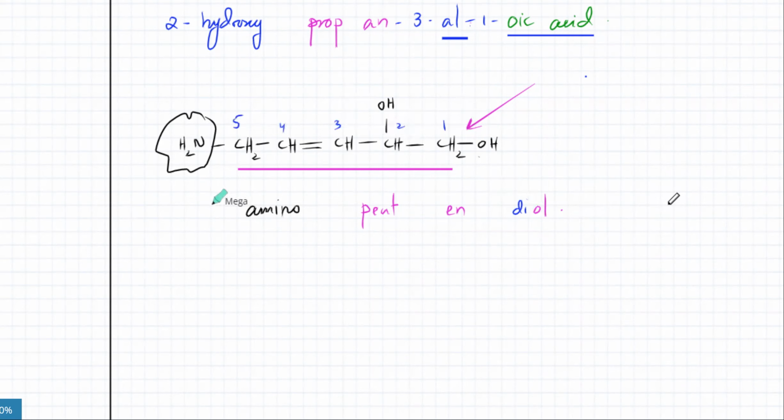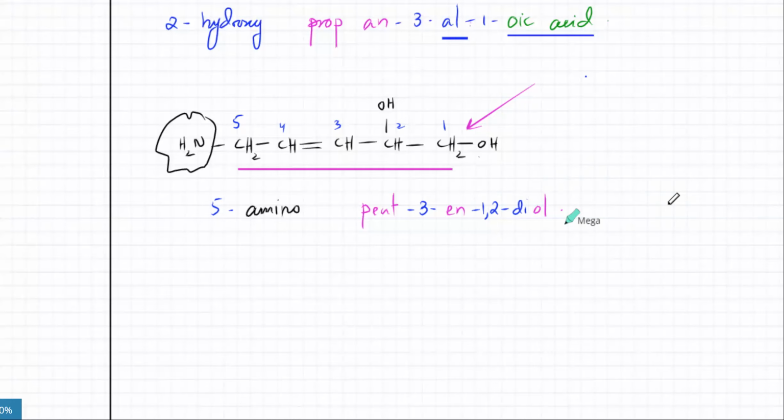So this is at 5. The double bond, EN, is at position number 3. And the 2 OH groups are 1 and 2. So it's going to be at 1 and 2, and it's going to be diol, because that's the name of the molecule. So is this clear?